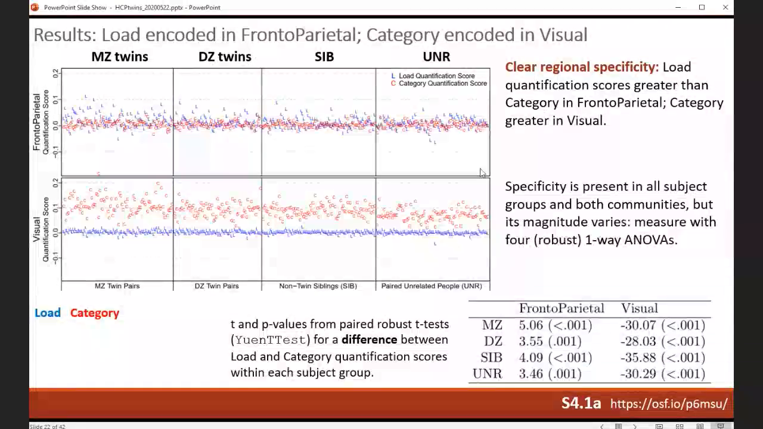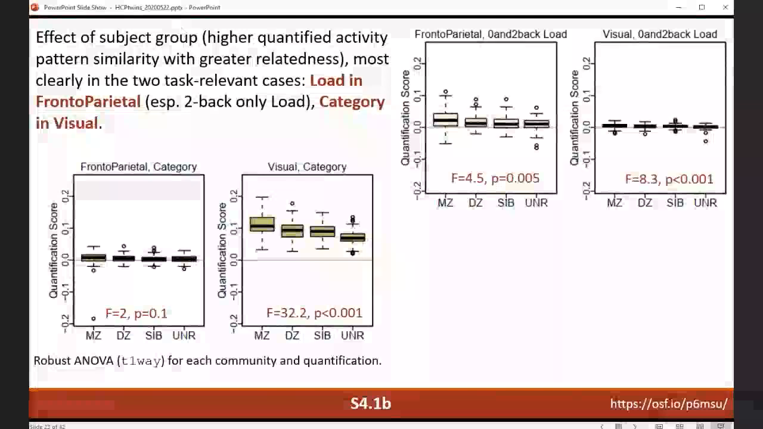And the specificity, this blue above red and then red above blue, is present, as you can see, in all the subject groups in both regions, but the magnitude varies quite a bit between the two regions and the 4 subject groups. So if you turn it around, I just did simple robust one-way ANOVAs to categorize that. And you can see that there is an effect of subject group, where we have higher quantified activity pattern similarity with greater relatedness, and it's most clear to see this effect in the 2 task relevant cases. What I mean by that is category and visual.